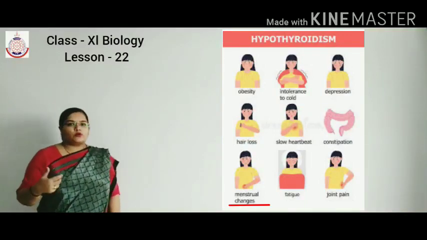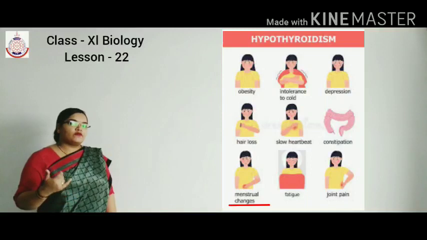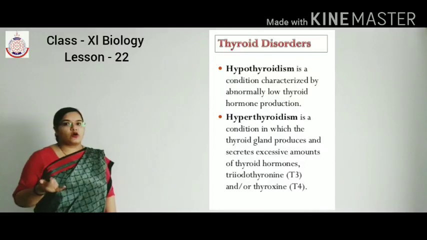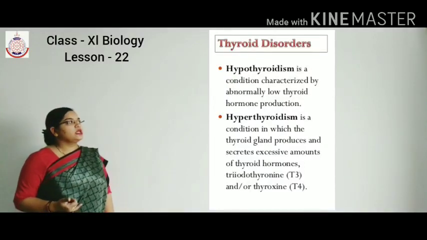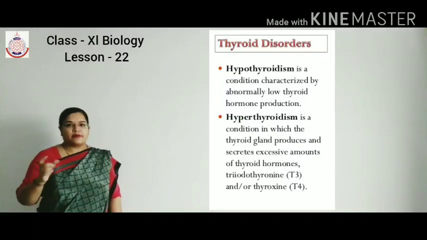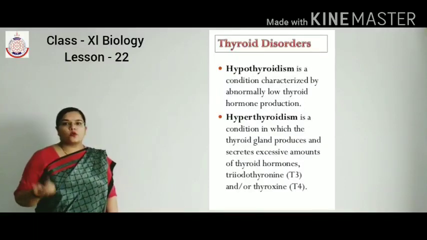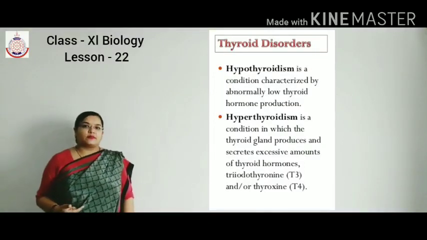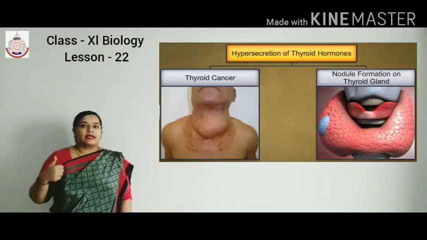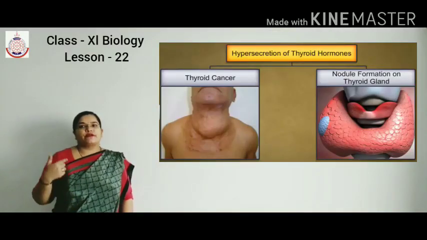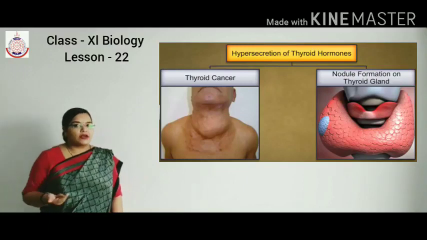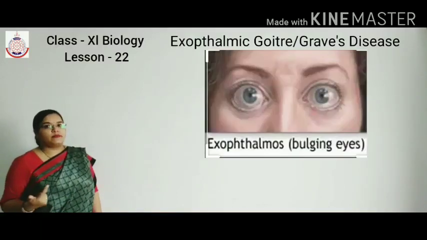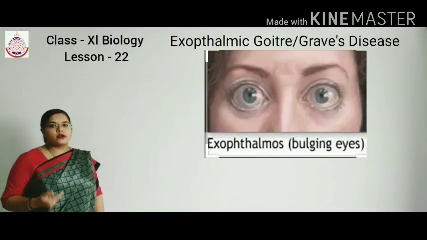Now this was all about when there is low secretion of thyroid hormone. If there is more secretion of thyroid hormone, it leads to a condition that is hyperthyroidism. Hyper means more. So when there is over secretion of thyroid hormone, that condition is known as hyperthyroidism, and it can be due to cancer of the thyroid gland or due to development of nodules of the thyroid gland. Now next, another category is exophthalmic goiter or Graves' disease.